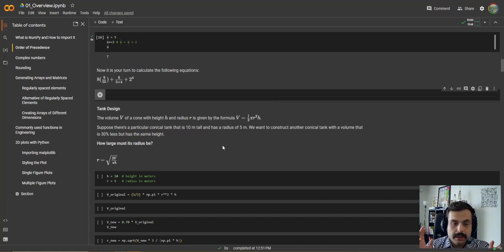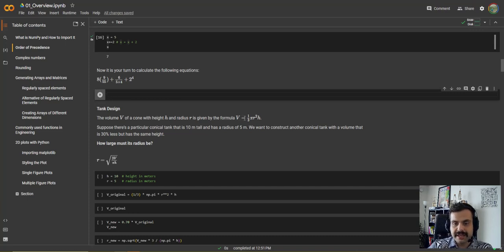So suppose this conical tank is 10 meters tall, and the radius is 5. So we have a conical tank with 10 as h and 5 as radius. So it has a volume. We want to design a new tank with the same height, but the volume is 30% less. And the question is how big is the radius of the new tank?